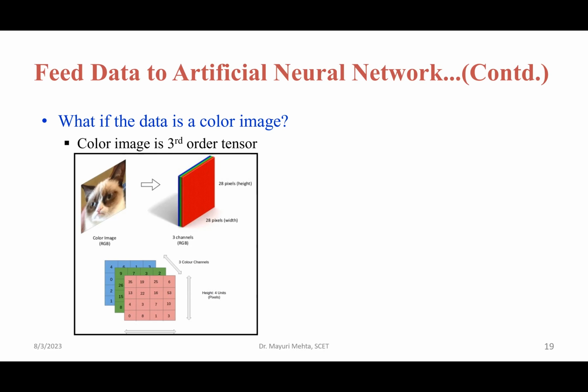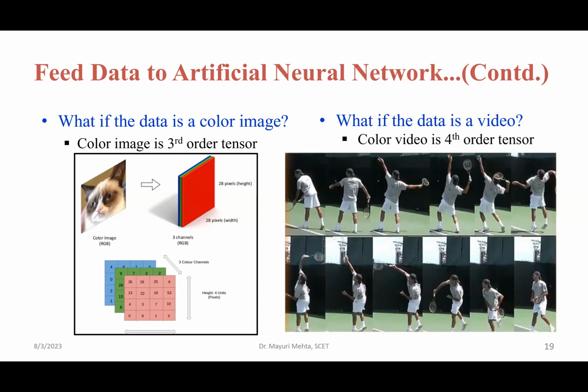If I want to feed one image of 28 cross 28 pixels to a neural network for learning, then how many pixels will be there? As this is a color image, there are 3 channels. Each channel is represented by one matrix of 28 cross 28 pixel values, because the intensity values will be different. So you will have 3 matrices of 28 cross 28, and 3 into 28 into 28 would be 2352. So this many values you have to feed to your neural network, so 2352 neurons should be there in your input layer.